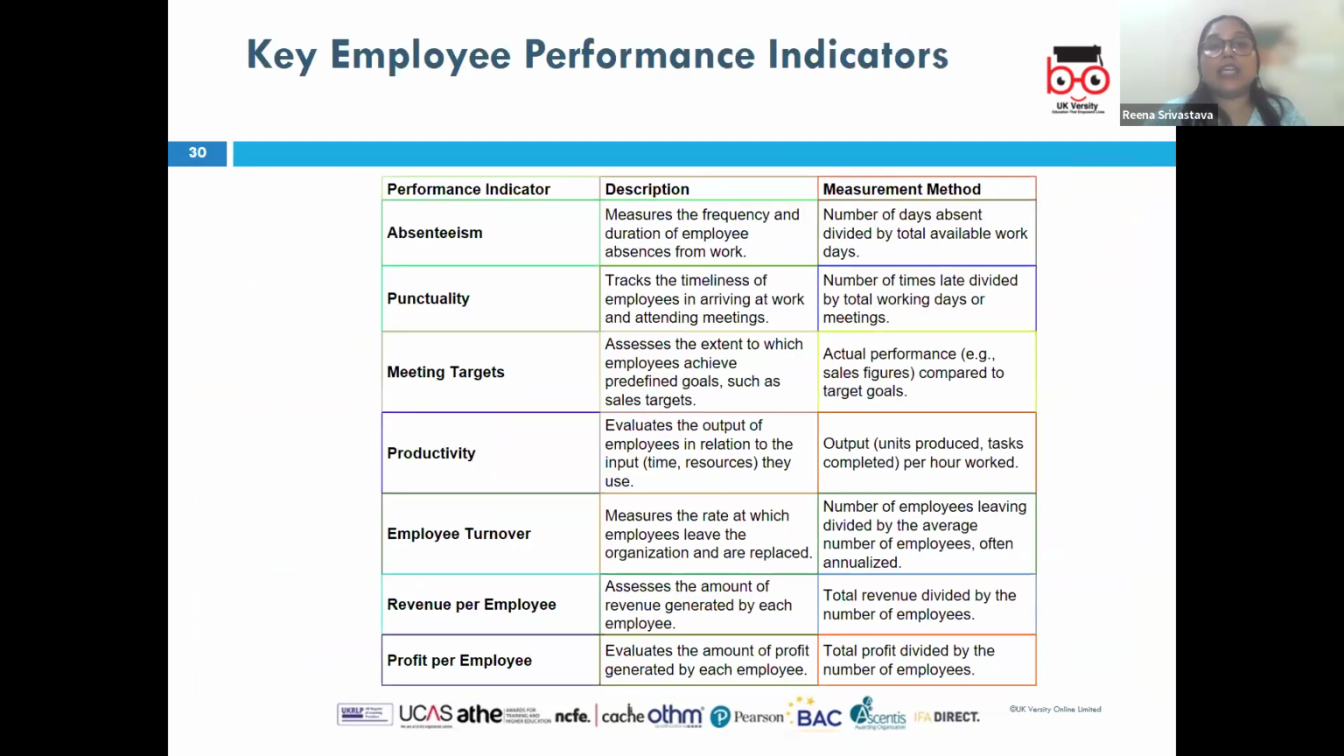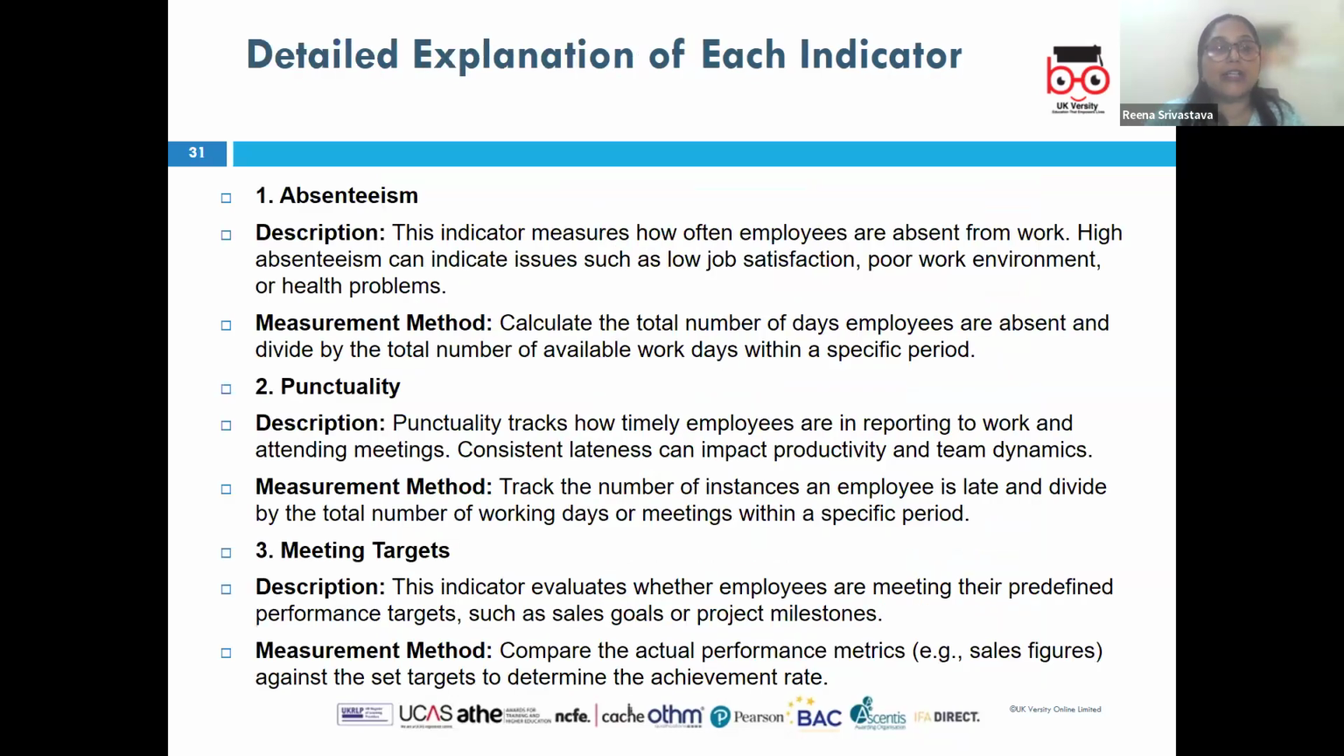Next is your key performance indicators for employees. So now here we have performance indicators like absenteeism, punctuality, targets meeting, productivity, turnover, revenue per employee, profit per employee. These are all different indicators. And what is the measurement method for them? For example, if we are seeing productivity, it will be measured by the output that is produced per hour worked. Revenue per employee assesses the amount of revenue generated by each employee. Again, we have given these detailed descriptions about it.